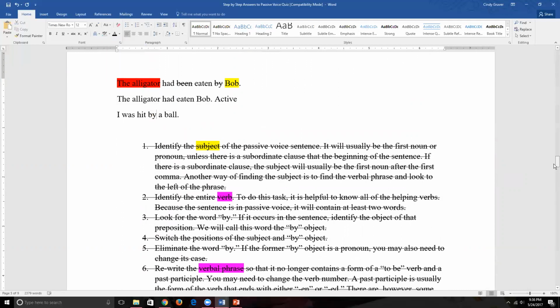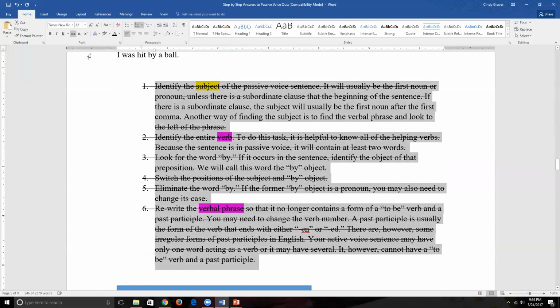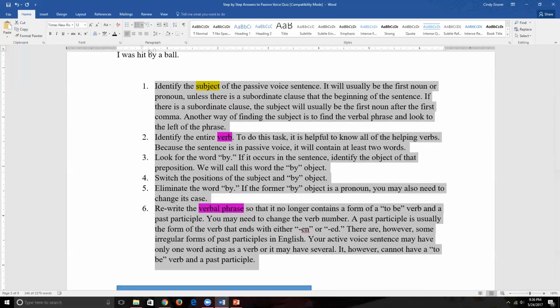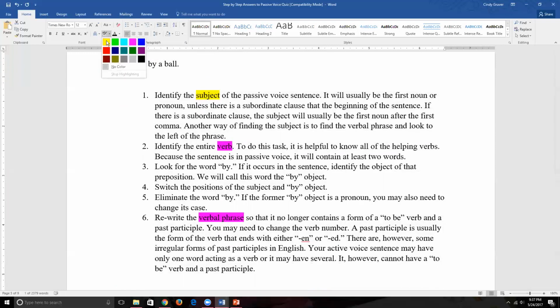Okay, so let's go through our 6 steps again. So the first thing is to identify the subject. Again, it's typically going to be your first noun or pronoun. In this case, it'll be a pronoun, I. I'm going to put that in yellow.